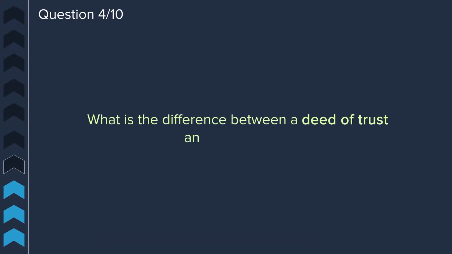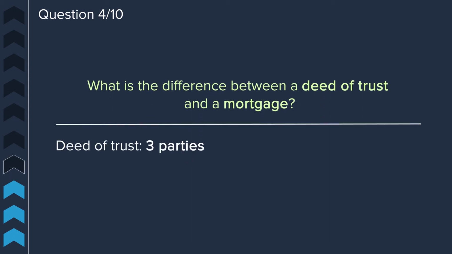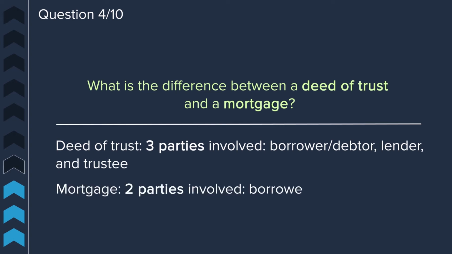Question 4. What's the difference between a deed of trust and a mortgage? In a deed of trust, you have three parties involved. You have the borrower or the debtor, you have the lender, and then you have the trustee. In a mortgage, however, only two parties are involved, the borrower or the debtor and the lender.